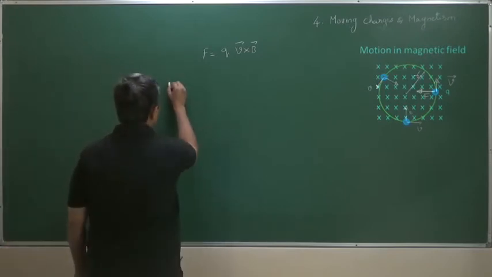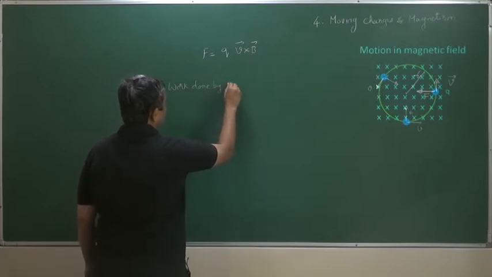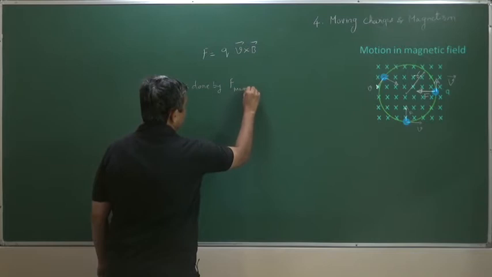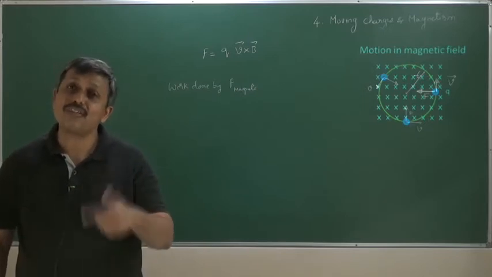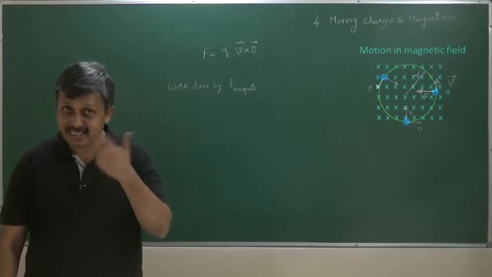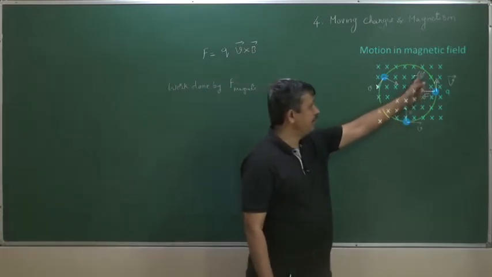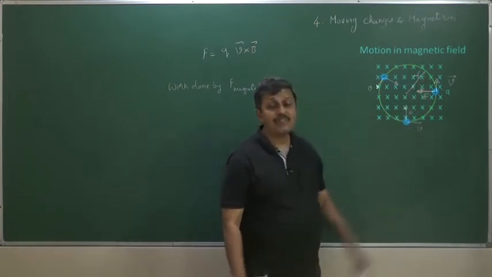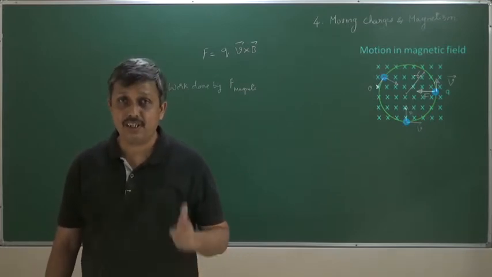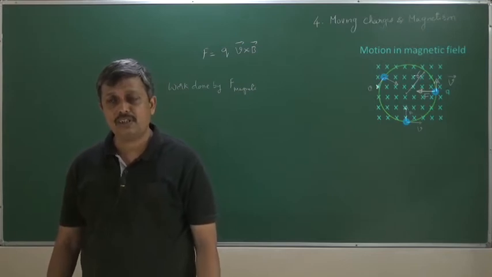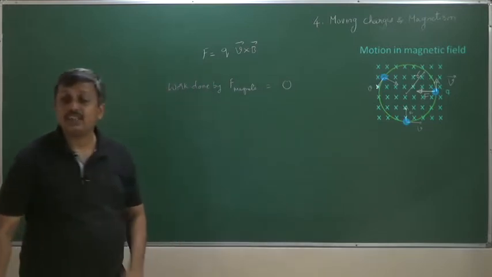What is the work done by this force? Work done by the force is always force into displacement in the direction of the force. The displacement will of course be there, but it is never in the direction of the force. There is absolutely no component in the direction of the force. It is always perpendicular to the direction of the force. Therefore, work done by a centripetal force, as we know, is always 0. There is no work done.